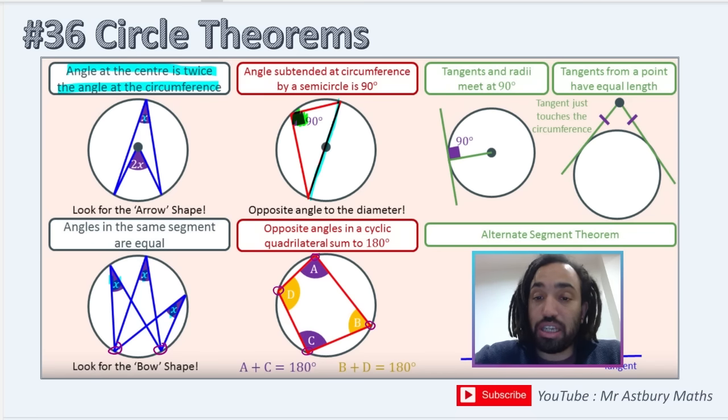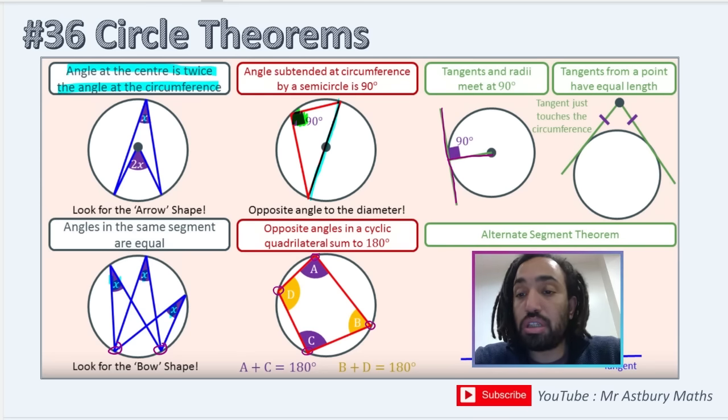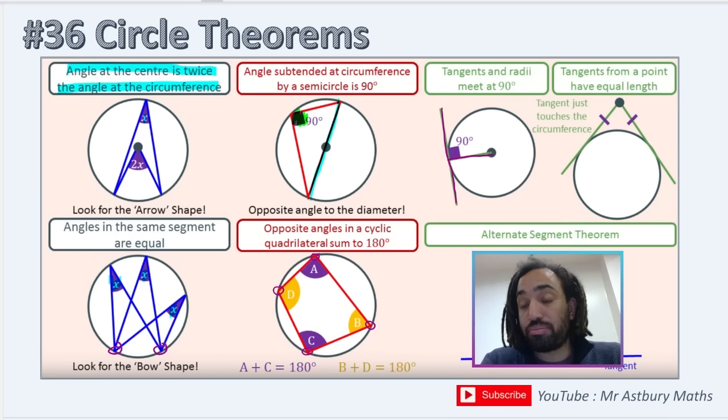We have tangents and radii meet at 90 degrees. So a tangent is a line which touches the circle just once, and a radius obviously is from the center to the circumference. And we have here that tangents from a point have equal length. Also called the party hat, kind of looks like he's wearing a party hat.